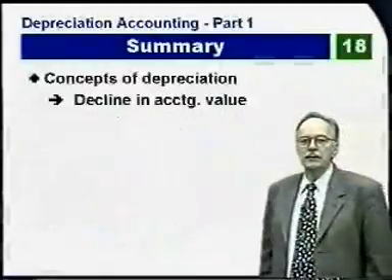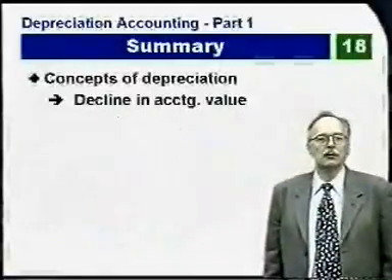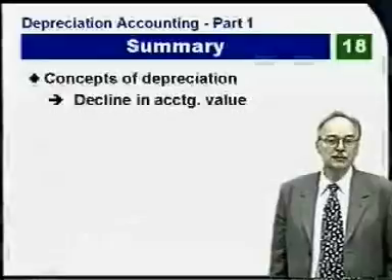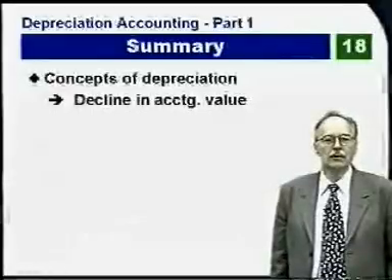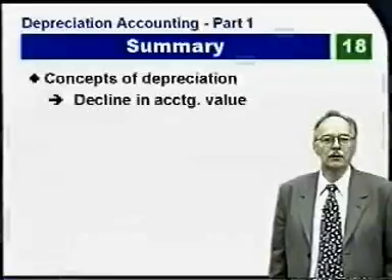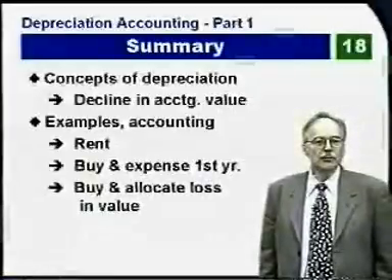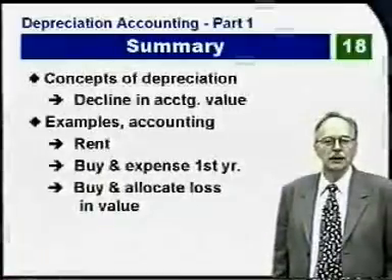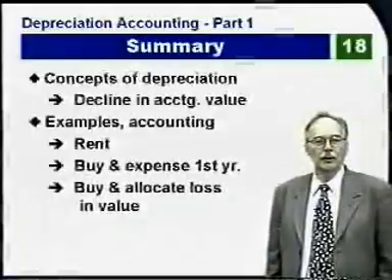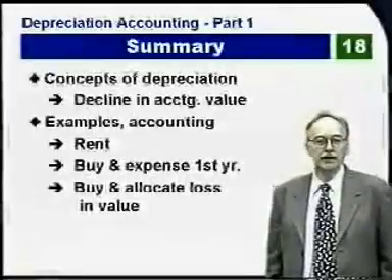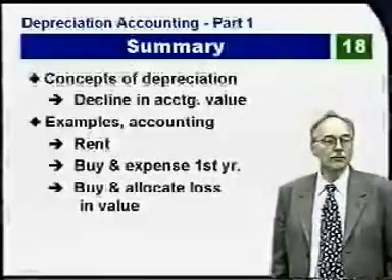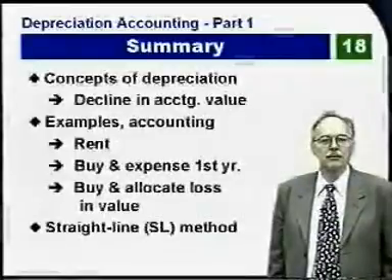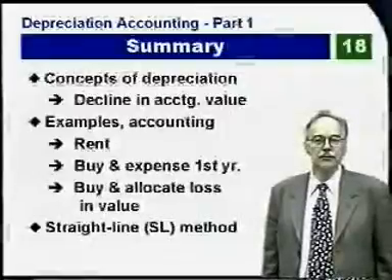So, in summary, what we have covered in this lecture are several concepts of depreciation. We talked about physical deterioration of an asset, we talked about the market value loss, and we focused specifically on the decline in accounting value for the purpose of computing taxable income. We looked at 3 examples, and we looked at the accounting details for them. In the first example, the company rented the equipment. In the second example, the company bought and allocated all of the equipment expense in the first year, something that's generally not allowed. And in the third example, the company bought the equipment and allocated the anticipated loss in value in a straight line fashion. So we covered the straight line method. That's one of the classical methods of depreciation accounting.